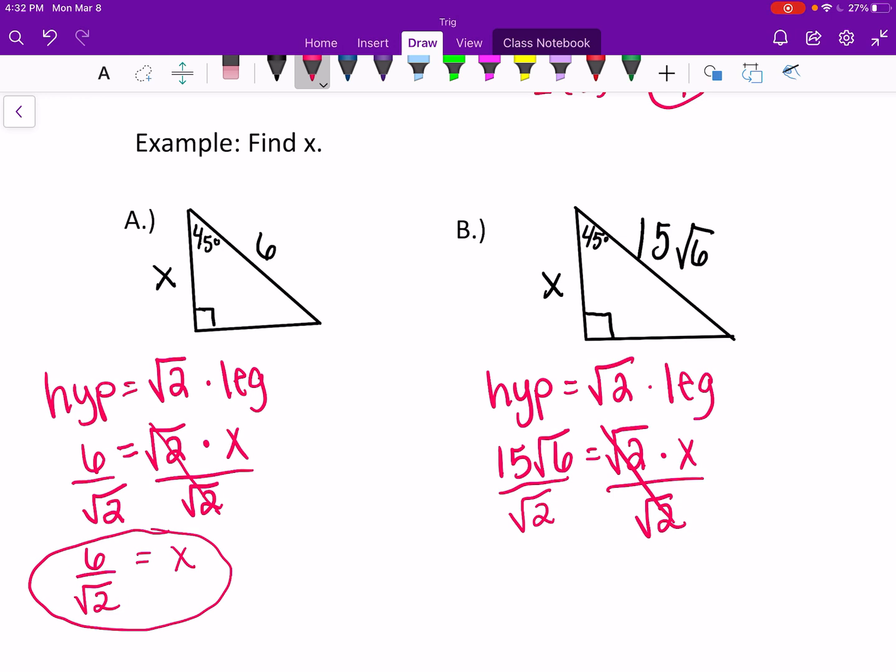This cancels. We are left with x equals, now we can simplify this. Just like we can multiply the square roots, what's under the square root together, I can take the square root of 6 divided by the square root of 2 to simplify this. So I would get 15 times the square root of 3, since the square root of 6 divided by the square root of 2 gives me a square root of 3. So here's our x value.